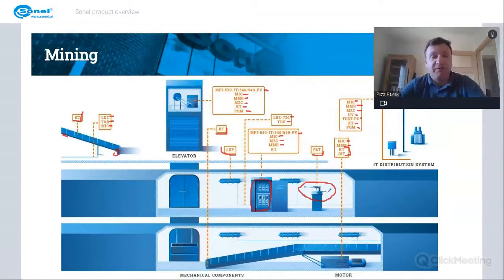So basically, these are different parts which we can find in the mine. I think it's kind of similar to other industrial consumers. Just we need to remember that most of the mines, they are working with IT distribution systems, and therefore we need to use some special meters like the multifunction meters of MPI series that will work with the IT distribution systems. So the MPI 530 IT, MPI 540, or MPI 540 PV.